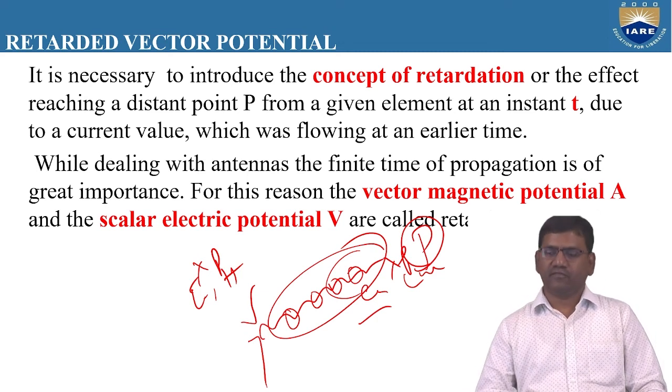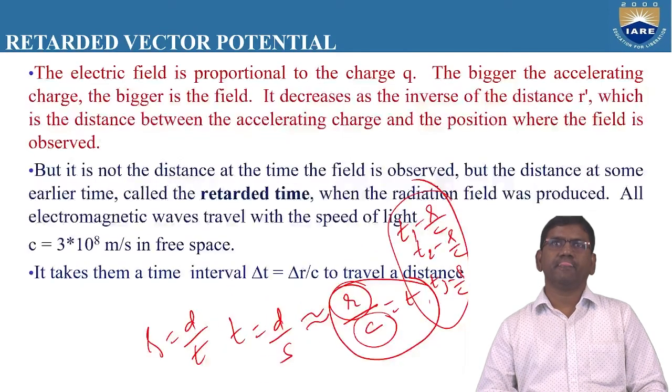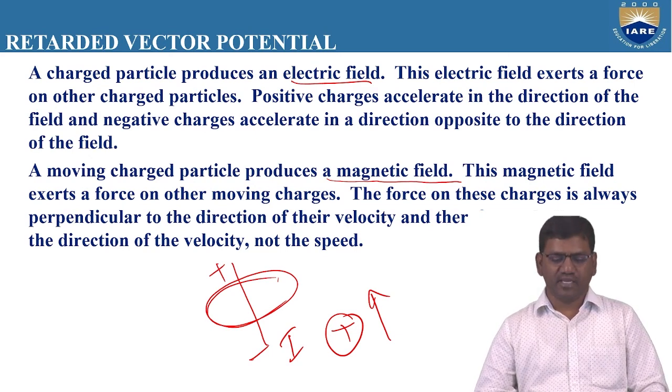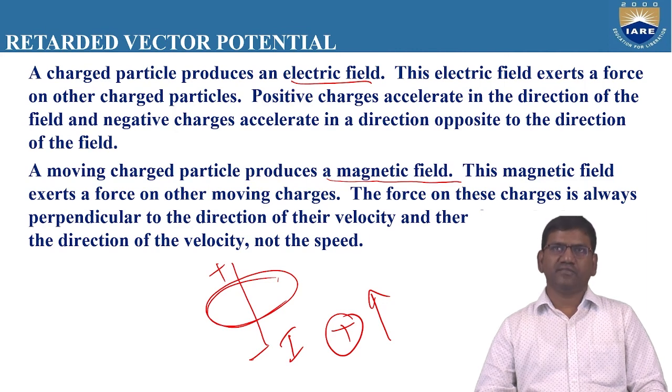Let us have a recap of what we have seen and what the potential is here. The concept of potential arises from the two basic fields, the electric field and the magnetic field. A charged particle produces an electric field, and a moving charged particle produces a magnetic field. So based upon these two fields, we need to find out the potentials.